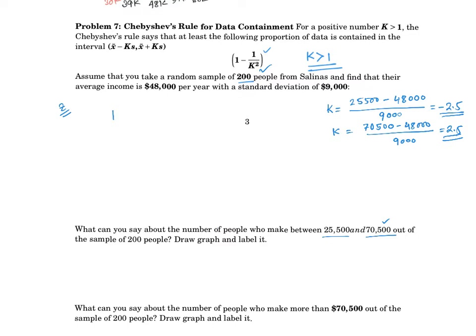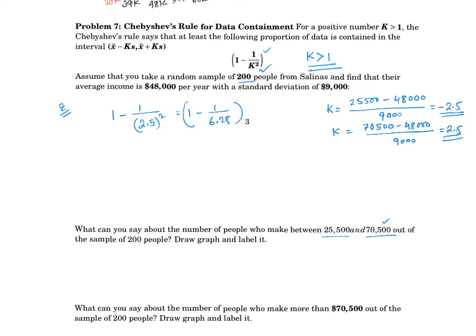So your answer is going to be 1 minus 1 over 2.5 squared. Since it's getting squared, it doesn't matter whether 2.5 is positive or negative. And that's going to be 1 minus 1 over 6.25. And you can simplify it, you're going to get a number, which is, of course, a fraction between 0 and 1.